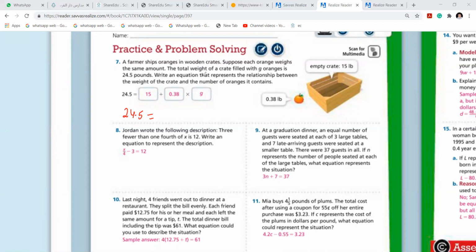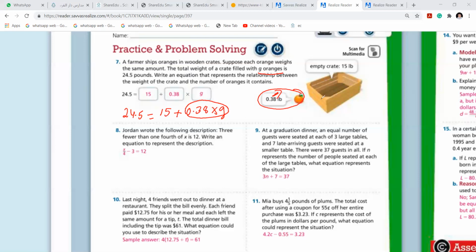All right. So the total weight of the crate with G oranges is 24.5. Write an equation. Now I have to take the weight of the empty crate, 15, and then I will take the weight with the oranges, 0.38, and I'll multiply with G. Now girls, why did I multiply with G? Because I don't know how many oranges are there, but I know the weight. The weight is given here. For one orange, it is 0.38. For G oranges inside, it will be 0.38 multiplied by G.